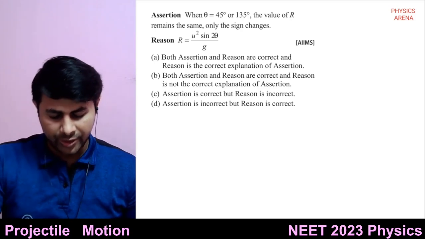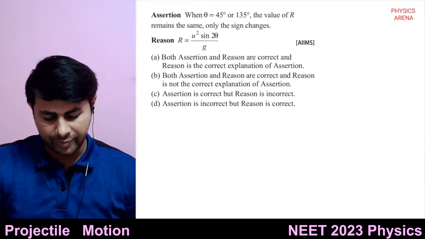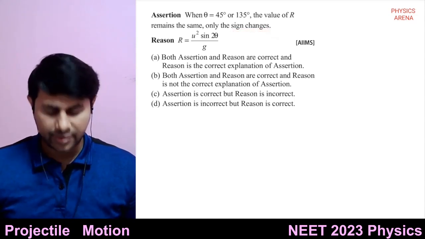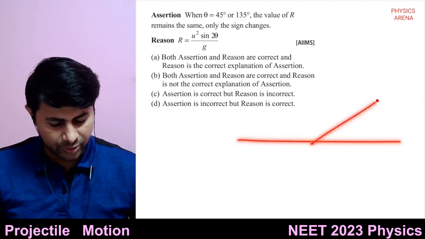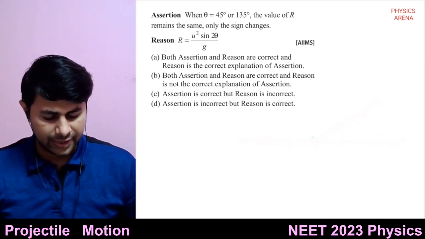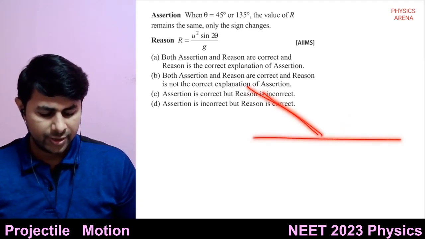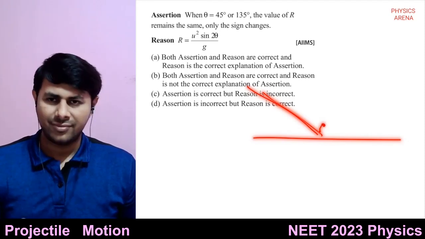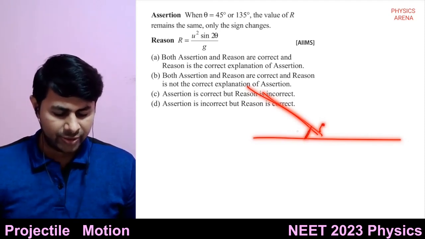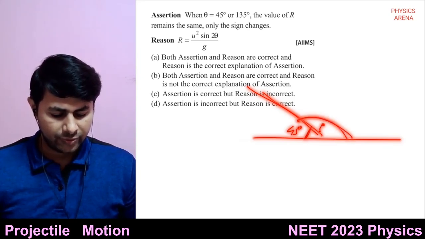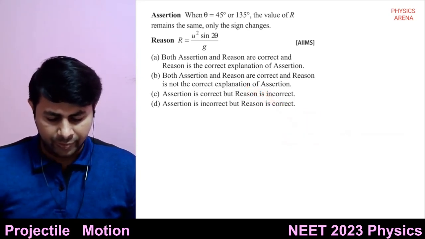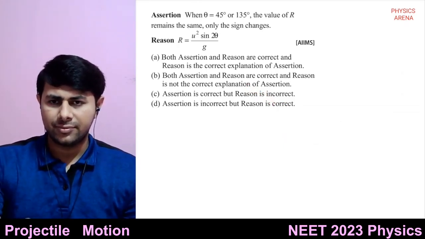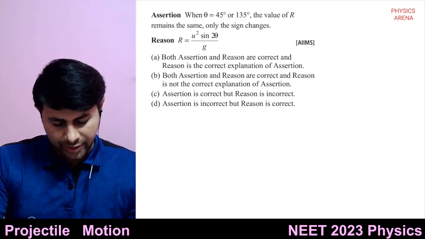When theta is 45 or 135, the value of r remains the same, only the sign changes. This is like common sense. Theta is 45, and theta 135 will be in just the opposite direction. If you throw it at 135, this angle will be 45 then, so the range will remain the same. Both are correct. So which is the answer?